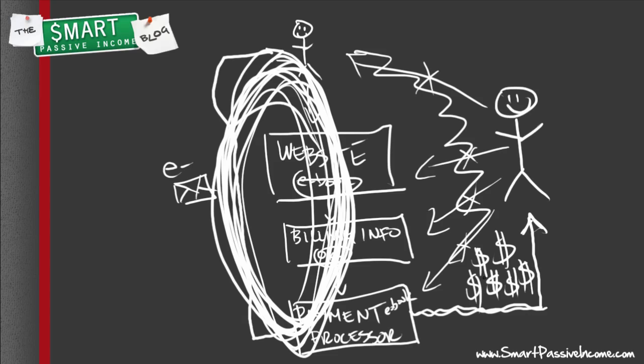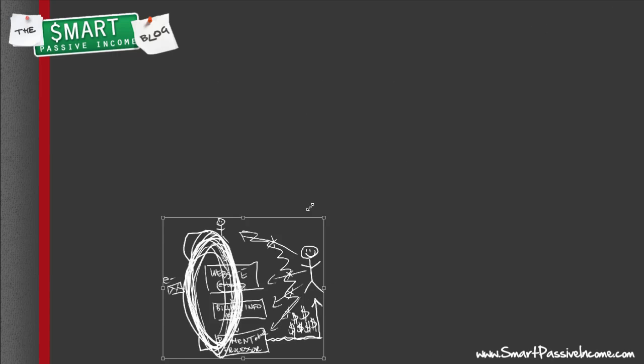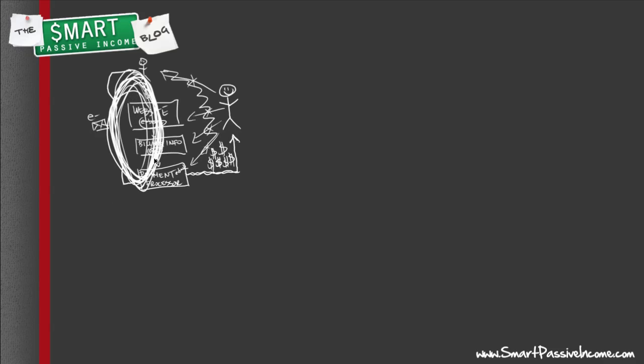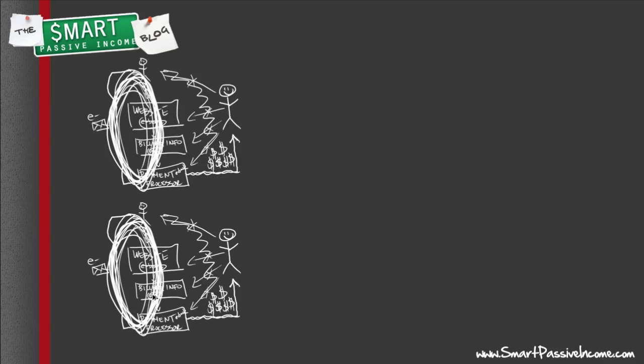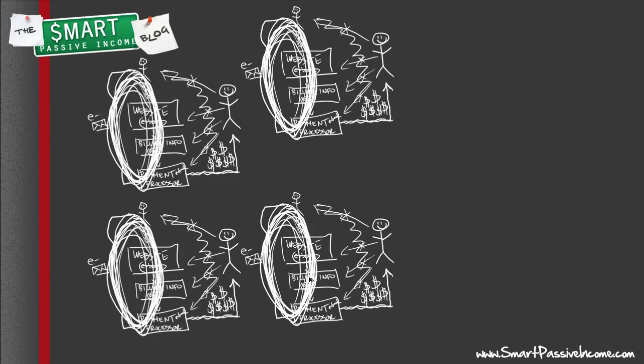So after you set this up the first time, do you think it'll be really easy to set up another one? Yeah, of course. Maybe you can even copy paste the whole thing and just do it in a different niche or do it with different products. So you create one, boom, you have another one. Easily create multiple passive income streams like that.